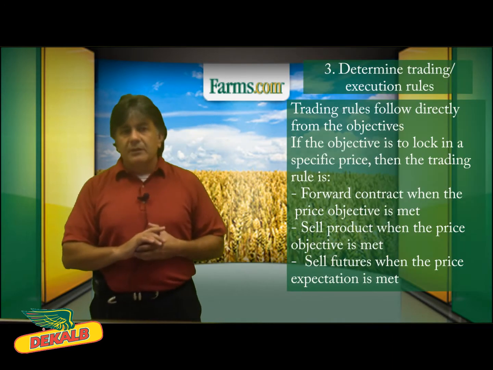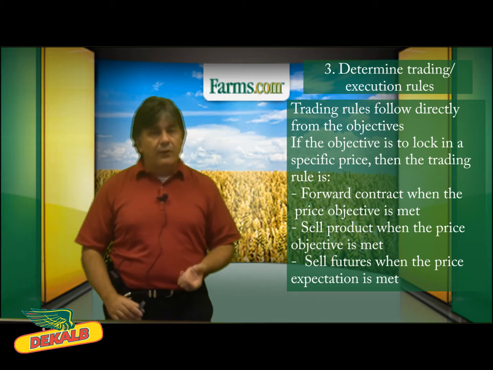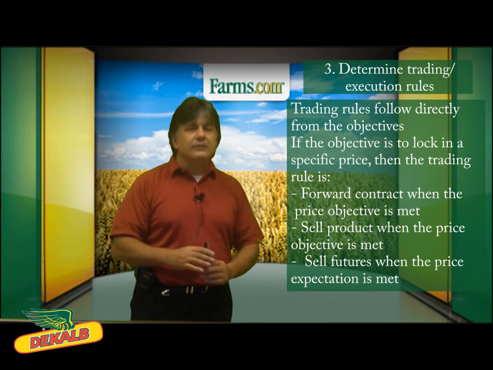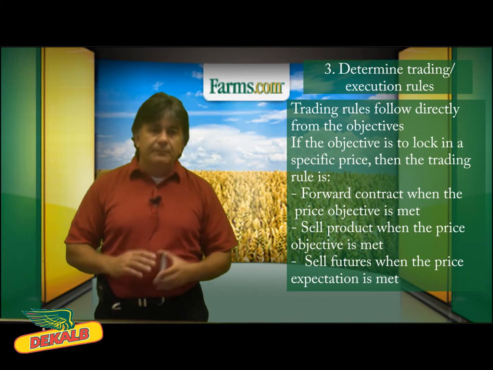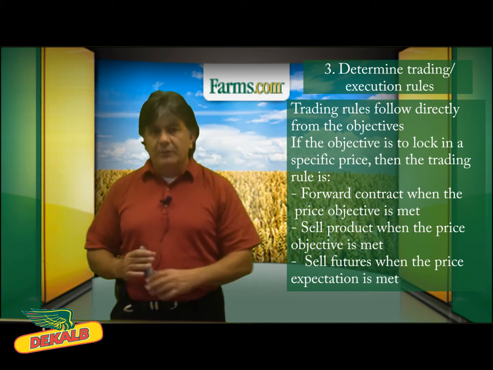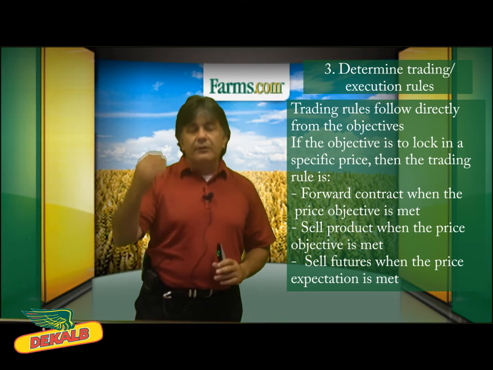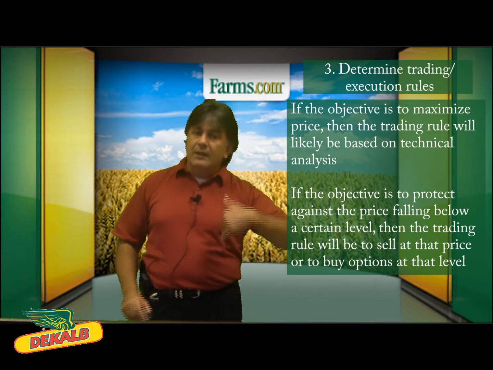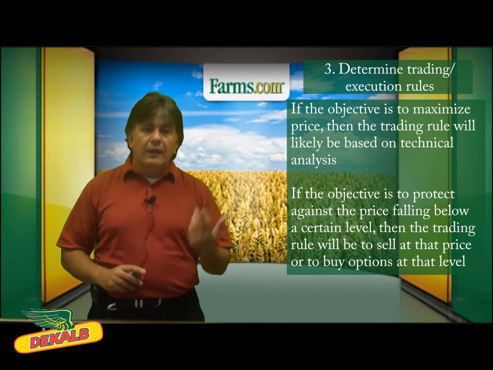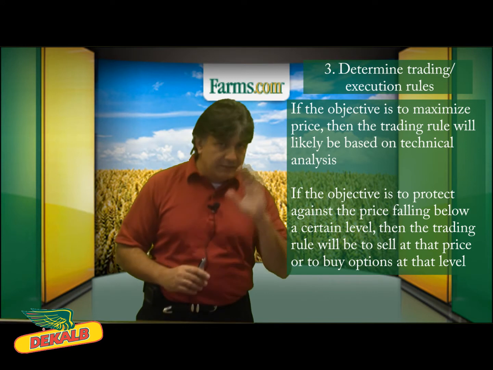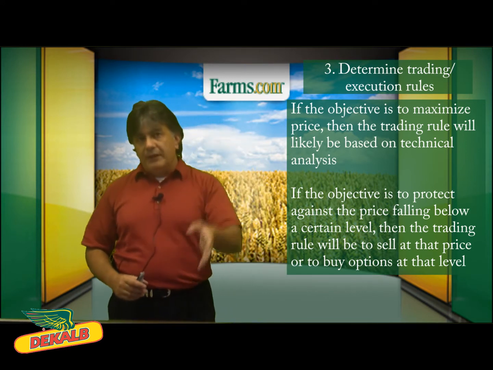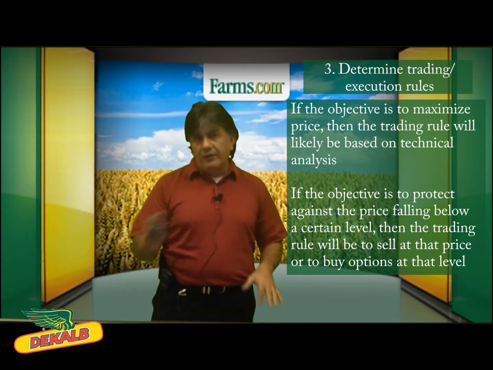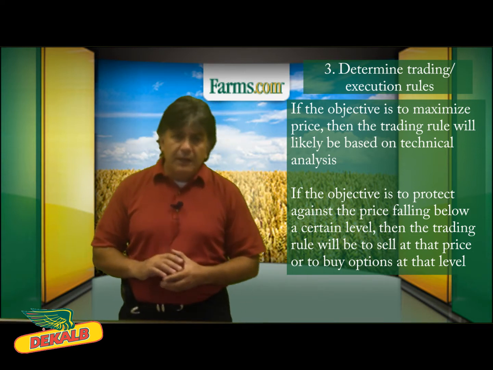In step number 3, you determine trading and execution rules. A trading rule follows that objective. The objective is to lock in a specific price, and the trading rule is to either forward book when the price objective is met, sell the product when the price objective is met, or you sell futures when the price expectation is met. If the objective is to maximize price, then the trading rule will likely be based on technical analysis. That's another 3-part video series we did in the past. And again, go to marketschool.farms.com to look at all the technical analysis that we did for you.